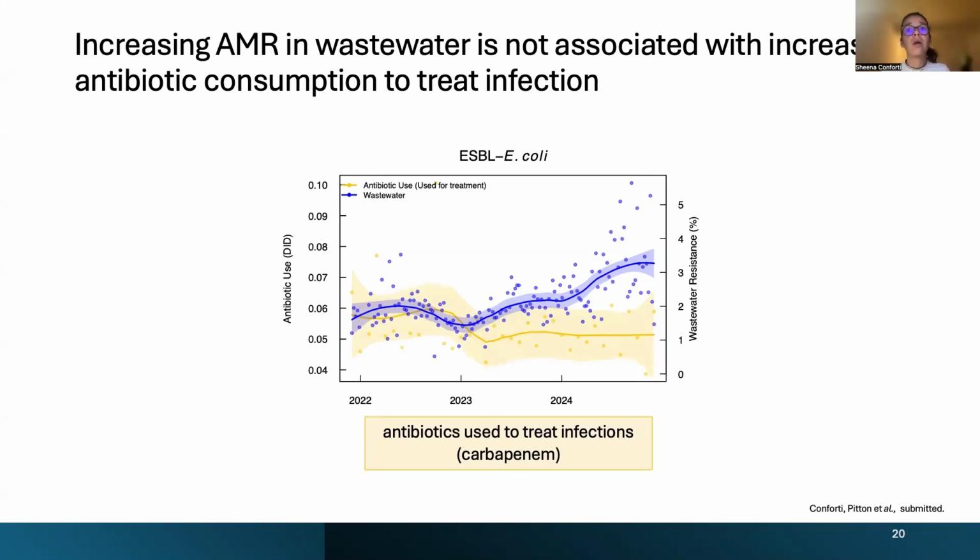The other category of antibiotics was, for ESBL E. coli, what is being used to treat these ESBL E. coli infections, and in that case it would be carbapenem. And again, we didn't observe any association, meaning that an increase in carbapenem consumption is not associated with an increase in ESBL E. coli in wastewater. So there is an increase of ESBL E. coli, even if we don't observe an increase in the antibiotic that is used to treat them.